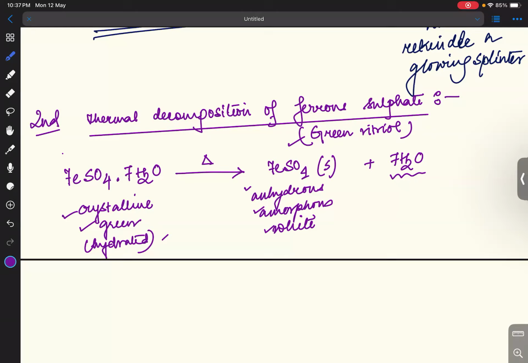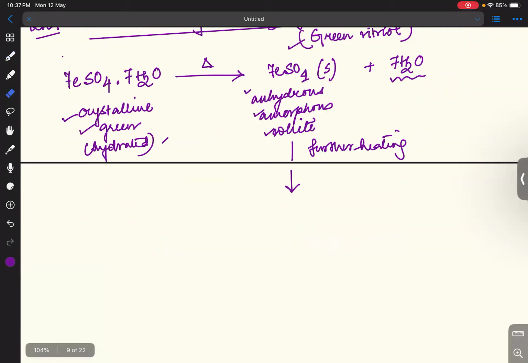And further, if you heat the test tube very strongly, the green colored ferrous sulfate will first lose water molecules and the color changes to form anhydrous ferrous sulfate. Anhydrous ferrous sulfate on further heating. So I'll write further heating over here. On further heating, anhydrous ferrous sulfate will be giving us 2FeSO4. Now that's the reaction. 2FeSO4 in the solid form on further heating will give us Fe2O3.